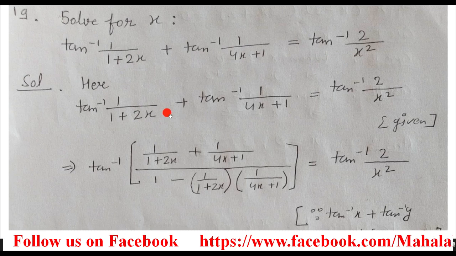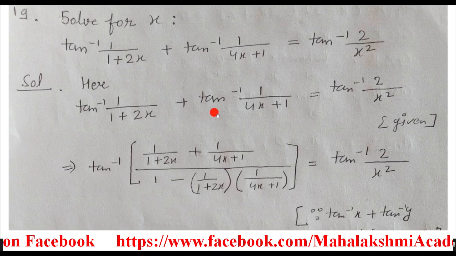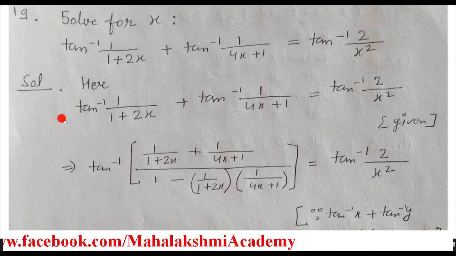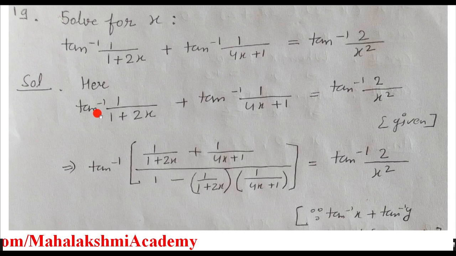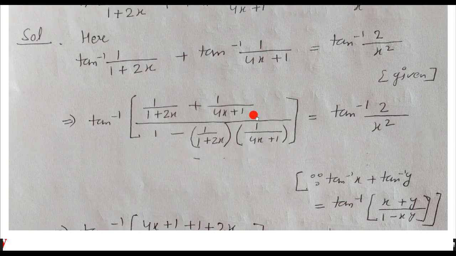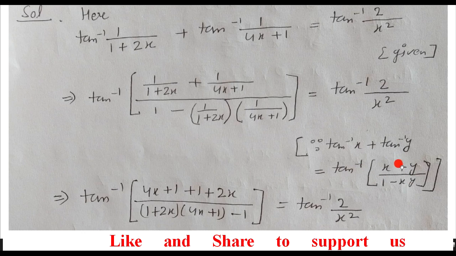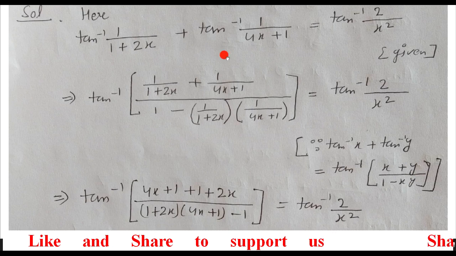So we'll start. This equation is given to us. Now in this equation, just clearly observe the left hand side. In the left hand side there are two terms. The first term is tan inverse and the second term is also tan inverse. So you know the formula of tan inverse x plus tan inverse y, that is tan inverse of (x plus y) upon (1 minus xy). So in the left hand side we will use this formula.